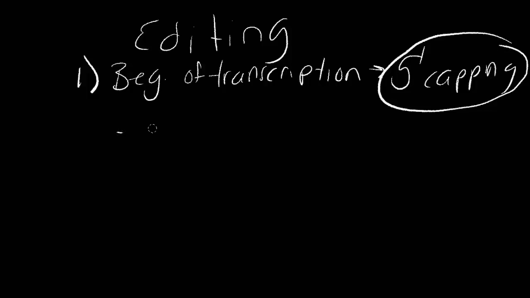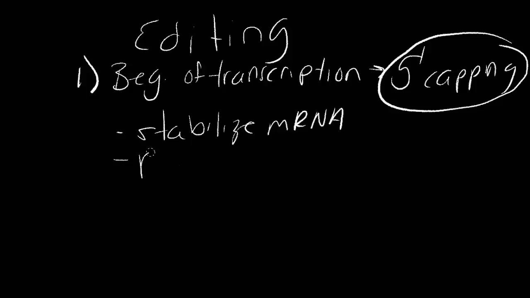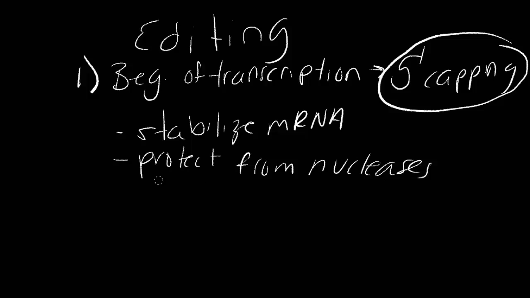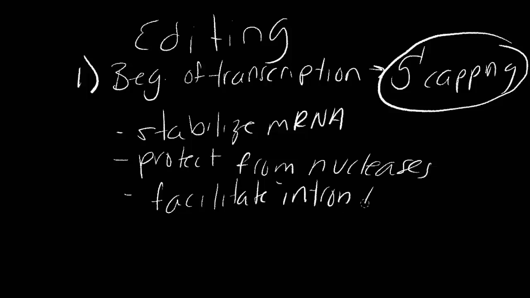And what is 5' capping? Well, the important thing we need to know is that it's used to stabilize the mRNA. And it's going to protect it from nucleases. I apologize, not in the nucleus. And it's going to facilitate intron removal. So this is at the beginning of transcription.